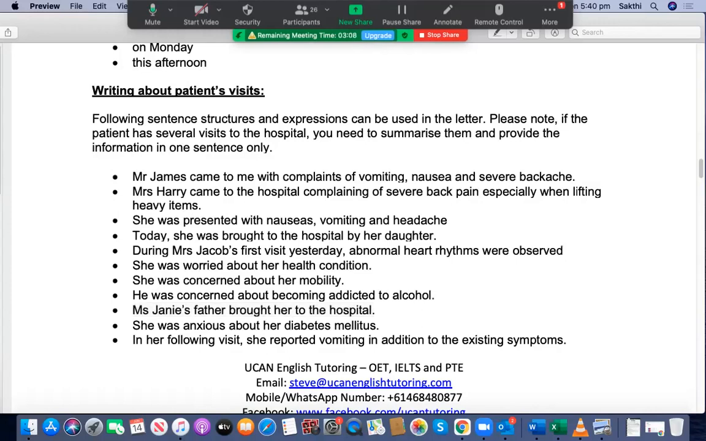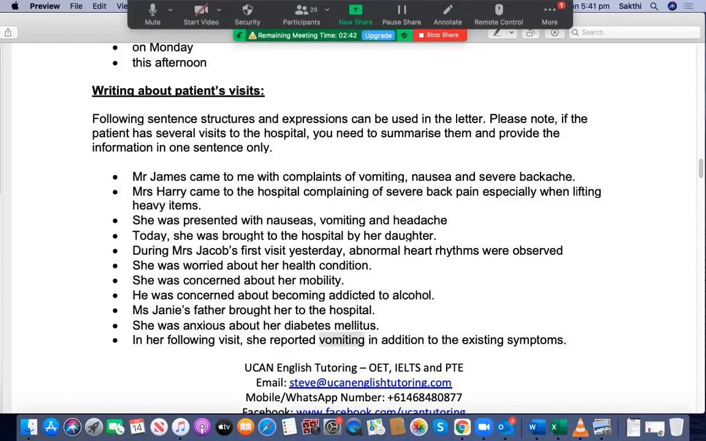Look at this one. In her following visits, she reported vomiting in addition to the existing symptoms. So we didn't mention her previous problems or previous symptoms. We don't need to, because it's not relevant. So we'll just pick up the vomiting only, because that's going to be the relevant symptom from the medical history.